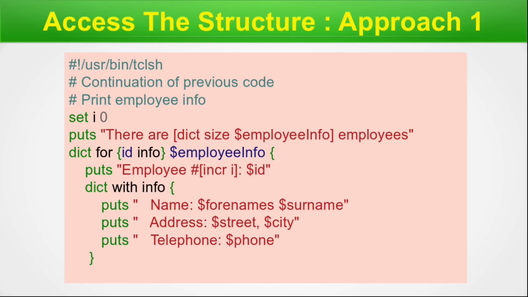So we're closing here. For each info, that means for each employee, you are printing out all the key value pairs, and we can directly access them with a $ sign. That's the beauty of this particular dictionary. And here we close the first curly bracket, which is from the dict for, okay.